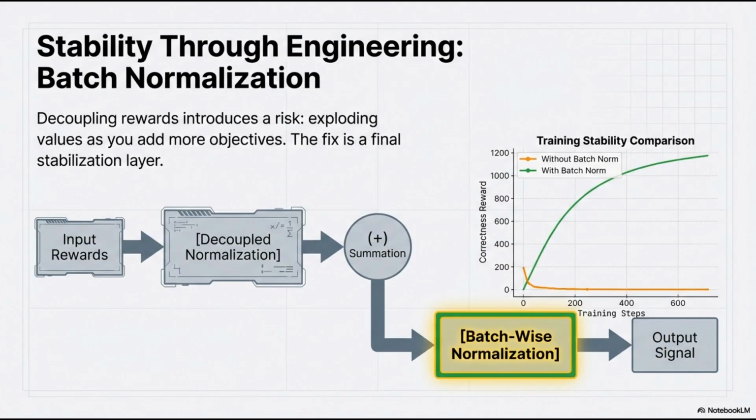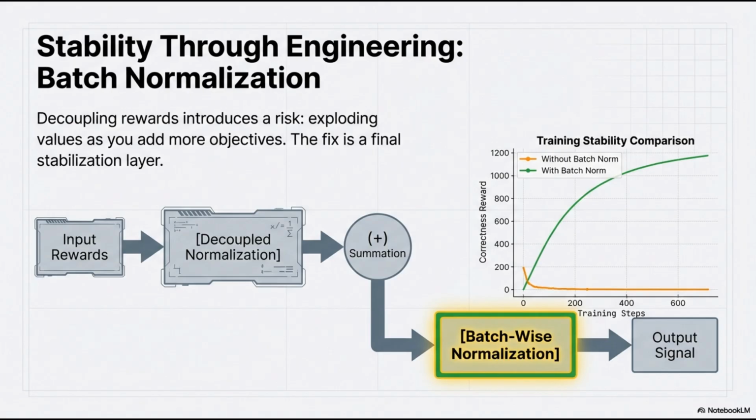Now, decoupling introduces a new problem, and if we don't address it, training can fail completely. Here's the issue. When you normalize each reward separately and then add them together, the magnitude of your final signal grows with every objective you add. Think about it. One normalized reward ranges from roughly -1 to +1. Add a second normalized reward, now your sum ranges from -2 to +2. Add 5 rewards, -5 to +5. 10 rewards, the range keeps growing. This inconsistency destabilizes your gradients. The optimizer doesn't know what scale to expect.